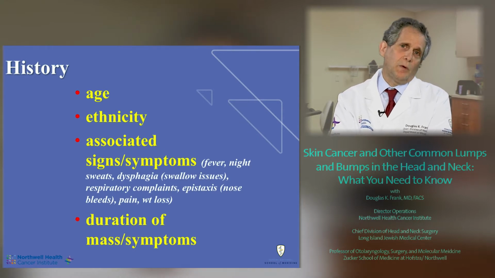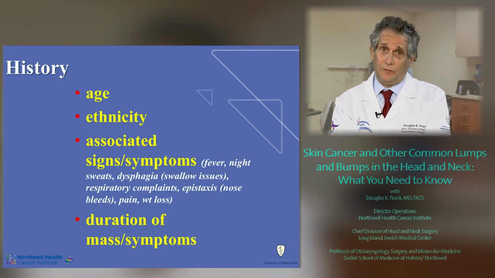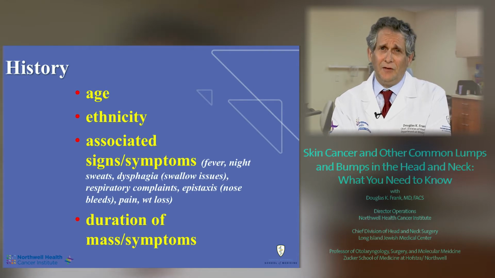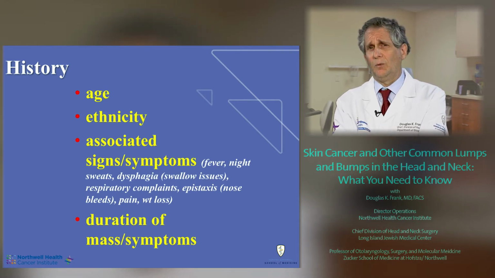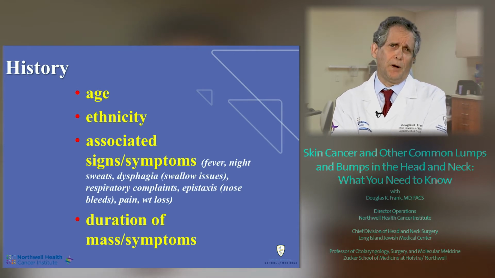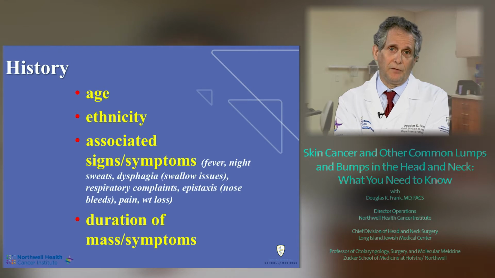So when I see someone with a lump or a bump in the head and neck, which, like I said, includes the skin, as well as the structures underneath the skin of the head and neck, I consider the patient's age, their ethnicity, and what are some associated signs and symptoms associated with that lump or bump? Is there fever? Are there night sweats? Are there swallowing problems? Are there breathing problems? Is there any bleeding associated with it? What are the duration of the symptoms? And me coming up with a potential diagnosis for what that problem is.